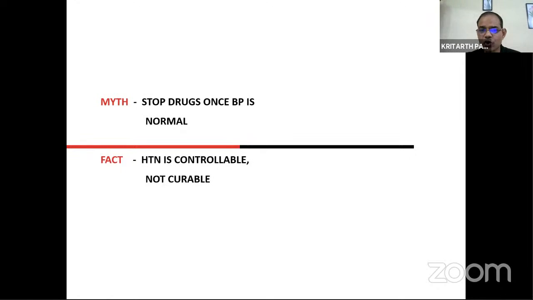Another myth is: stop the drug once BP is normal. People think that my BP is controlled by this drug and now I'm okay, so I should stop that drug. But it is very wrong. Hypertension is a controllable disease, not curable. And when the person stops the medication, there is again more chance of the harmful effects of hypertension.